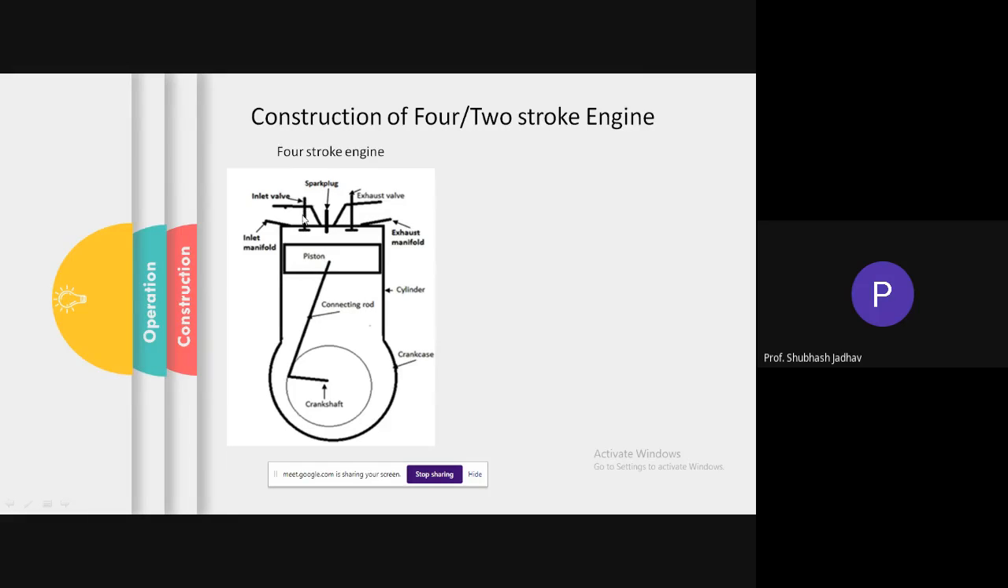Now in the inlet manifold we have the inlet valve arrangement. Across the inlet valve the fresh air or the air fuel mixture is supposed to come in, and across the exhaust manifold the burned gases are supposed to go out. This is your spark plug which is supposed to fire the mixture in case of an SI engine. Instead of this, it will be an injector if it is a diesel engine. Okay, that is going to be different.